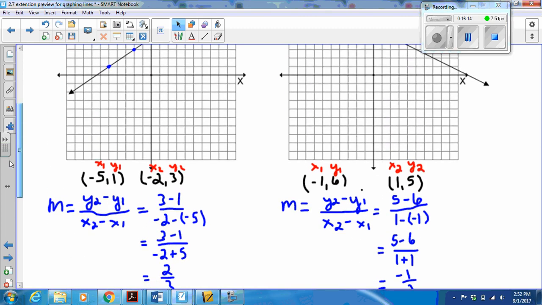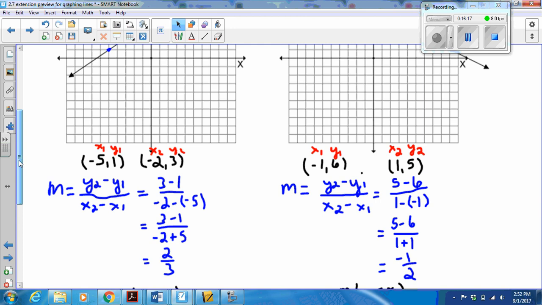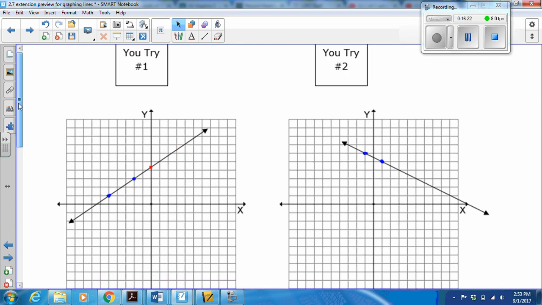Okay, I'm going to go back up so you guys can see maybe my notes up here. So go ahead and pause if you need to see what I wrote here. And then here were the two examples that you had to try.